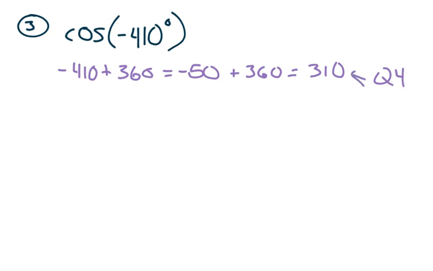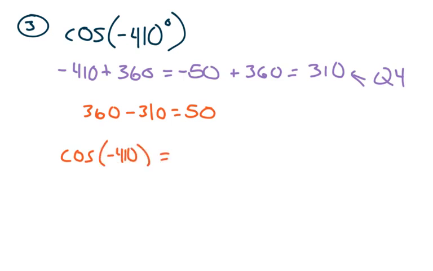I'm not done yet. So I'm going to take 360. Since it's in quadrant 4, we're going to take 360 minus our angle, 310, and we're going to find that that's 50 degrees. And that should make sense. We were at negative 50, which is also in quadrant 4. We could have thought of it that way. 360 minus 310 is 50 degrees. So the cosine of negative 410 degrees is equal to cosine of 50 degrees. That's our reference angle.